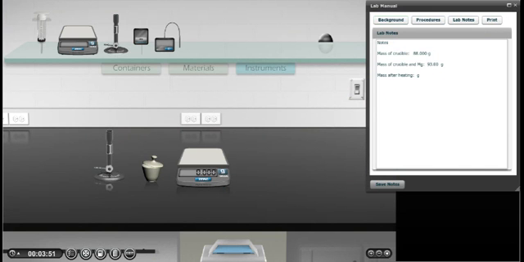Now back at the lab, we can place the crucible onto the balance and note the change of mass. We can see that the mass now is 96.289 grams, and input this into the lab notes.